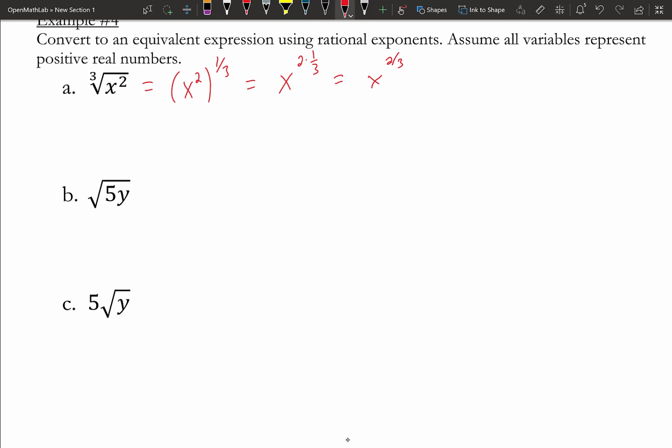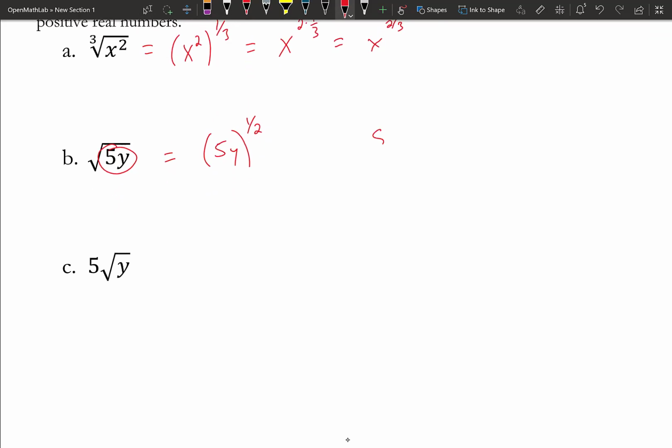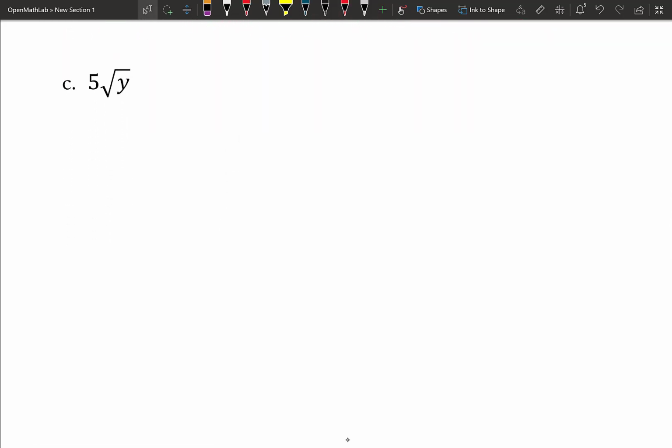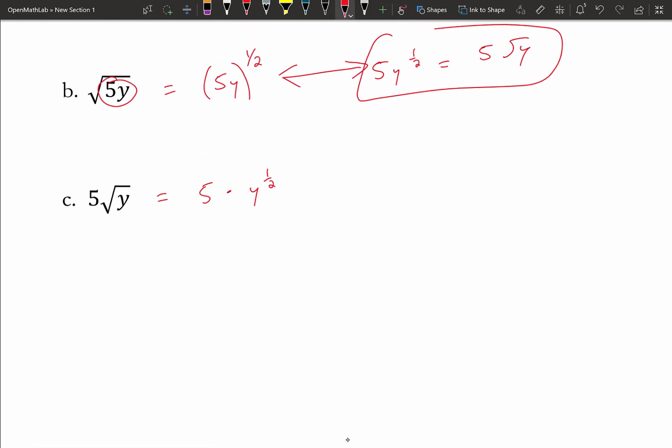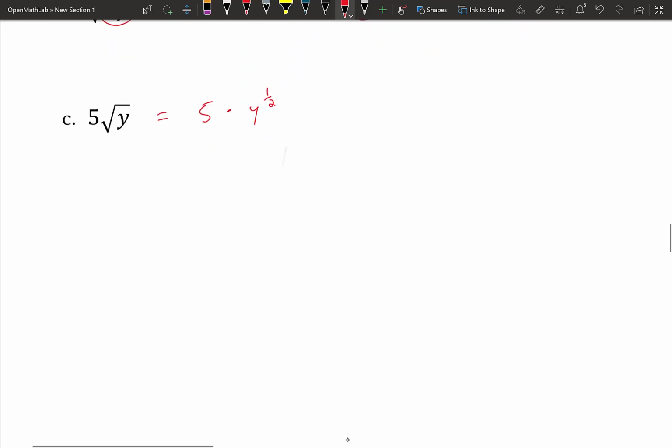For part B, this would be equal to 5y all in parentheses to the 1/2 power. Notice I put parentheses around it because the whole thing is underneath the square root symbol. If I had just written 5y to the 1/2, this would equal 5 times the square root of y. Those are different things, so be careful. If you want the whole thing under the square root, the radicand, you need to put it in parentheses. And part C, we have 5 times the square root of y, so this would be equal to 5 times y to the 1/2 power, just to show you the difference.